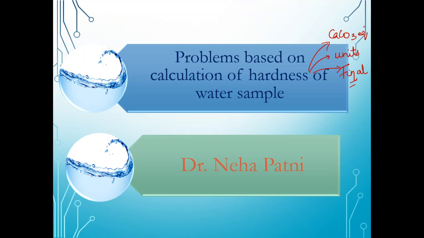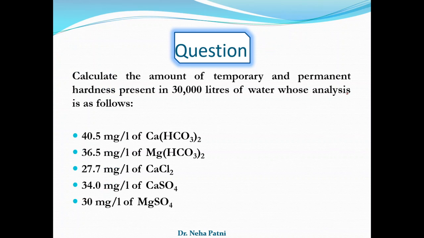Now you have to incorporate these two fundas in order to calculate the final hardness of the water sample. So let us go ahead with the numerical portion. Let's say the sample is this, wherein these many salts are present. Your aim is to find out temporary and permanent hardness for this water sample. So how are you going to proceed?